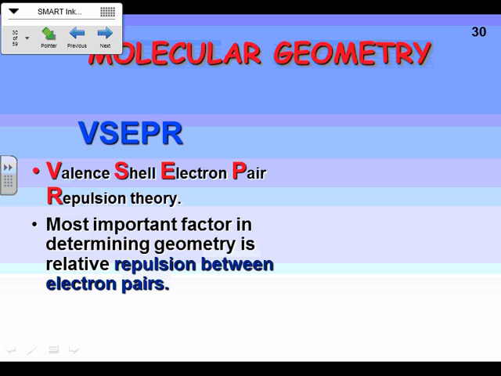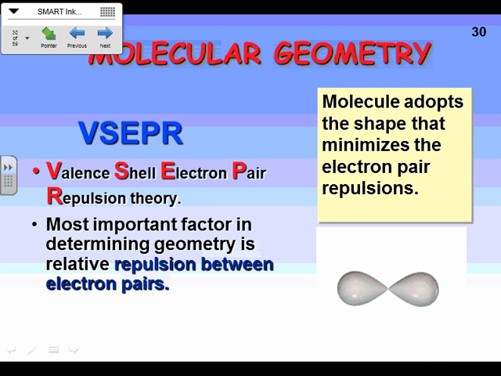So these electron pairs don't like each other. That means they're going to get as far away from each other as they possibly can. All right? That's the idea here. And the molecule is going to adopt the shape that minimizes those repulsions. In other words, gets those things as far away from each other as possible. All right? We want to move the electron pairs as far away from each other as possible.